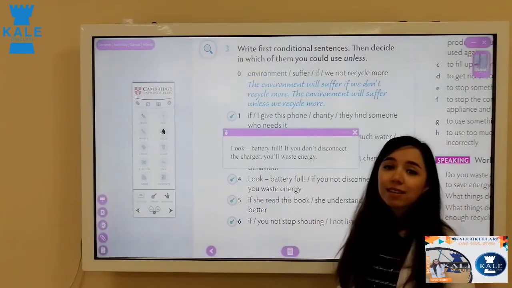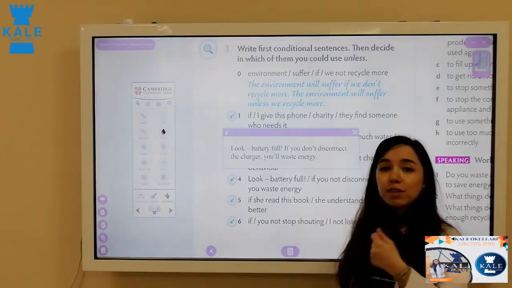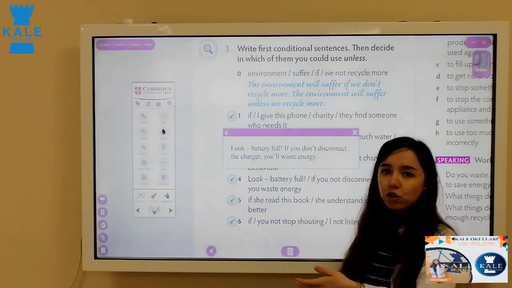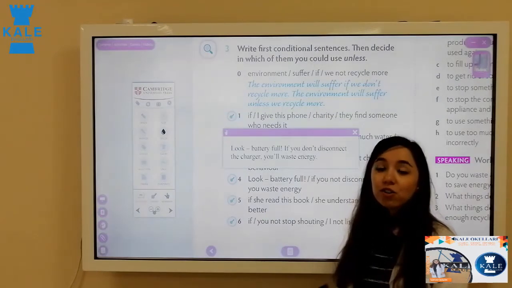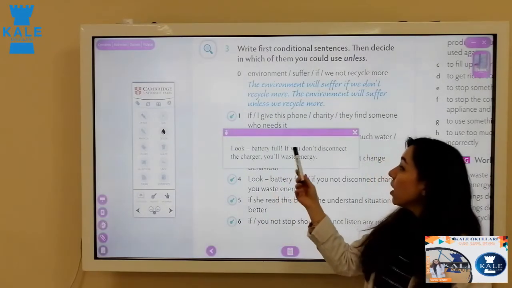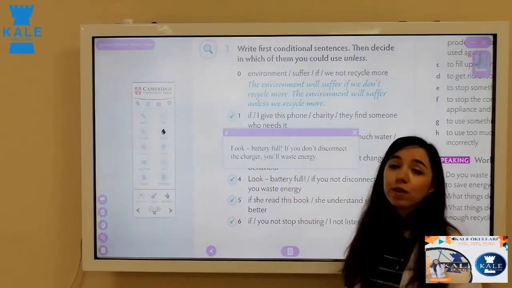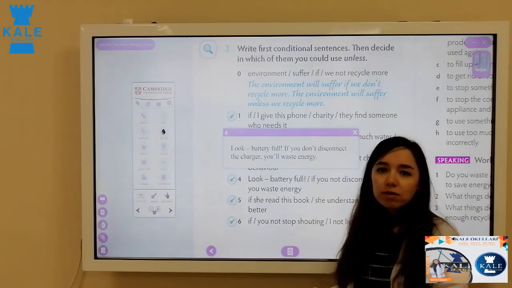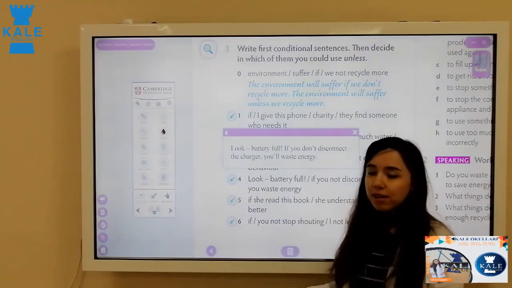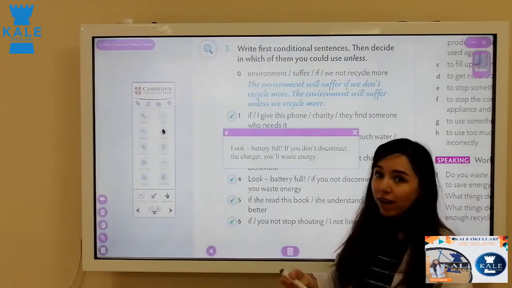If you don't disconnect the charger, it means the phone all the time is in the charger. Your phone is 100% full, so you don't need to put it in the charger again. It's kind of wasting energy. If you don't disconnect the charger, you will waste energy, yes? We know it's reasonable. When you think about it, you understand that this is rational, reasonable, yes? So you don't have to do it.